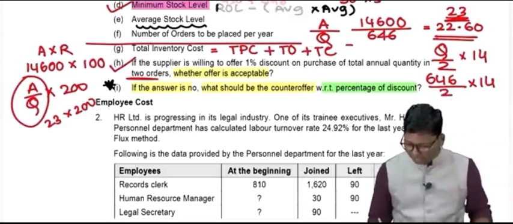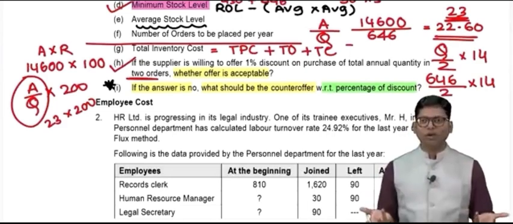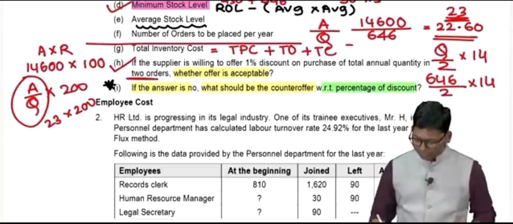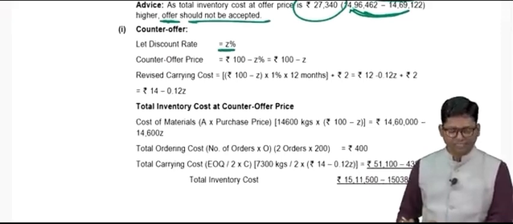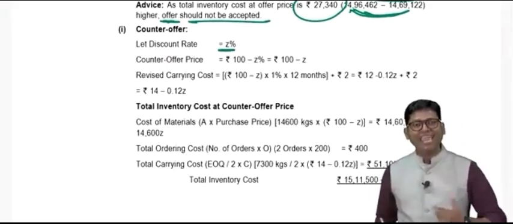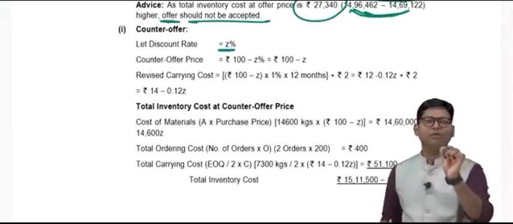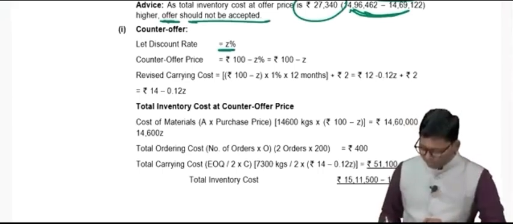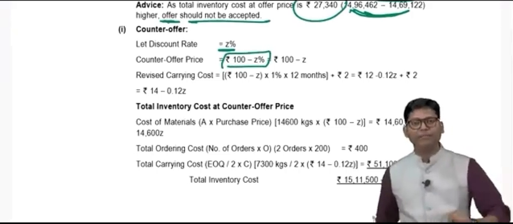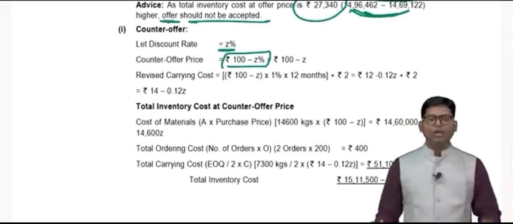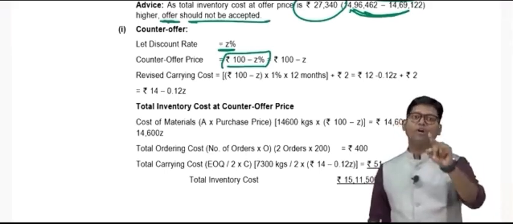Now try and understand. How much discount is to be negotiated is not given. We need to calculate the discount, and if you check the suggested answer, they have assumed the discount rate as X. You can assume the discount rate as X or Z or Y or anything; they have assumed it as Z%. Now, the counter offer price will be the original price minus the discount, that is 100 minus X%. Now, when your purchase price changes, obviously your carrying cost will change.